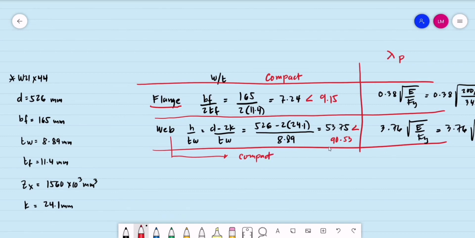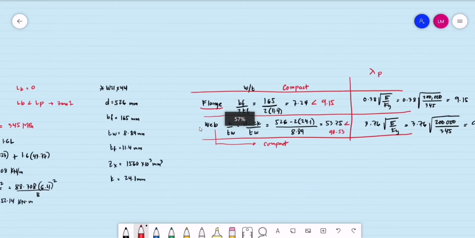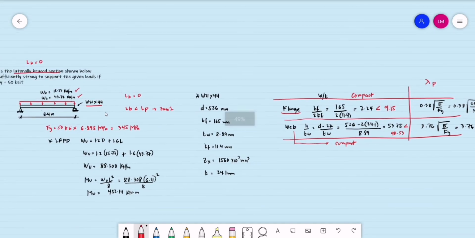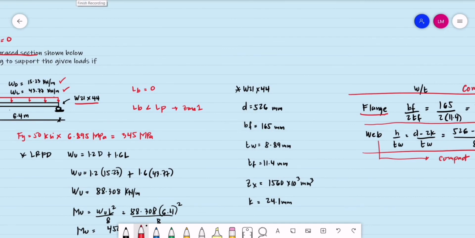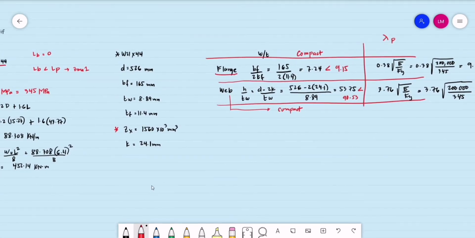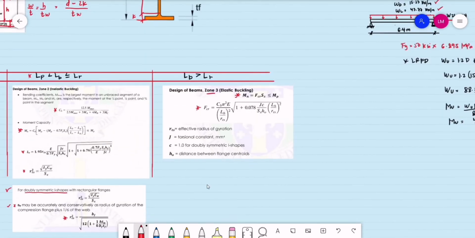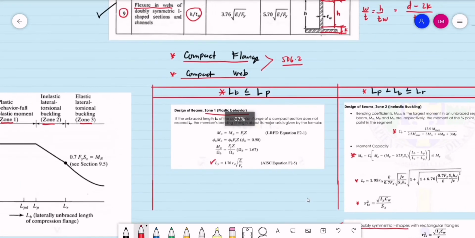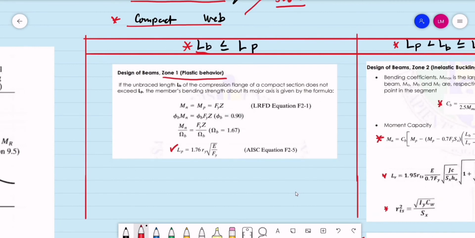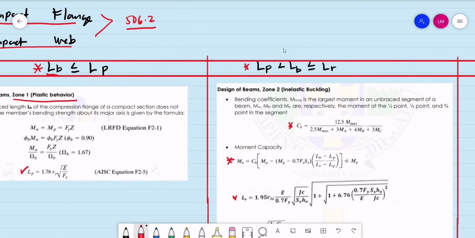If they are compact, then we can proceed to the computation of the nominal moment capacity of the section W21 by 44. Since both flange and web are compact, the section can be analyzed under section F2. And since our unbraced length is less than or equal to L sub p, we can use these equations in computing our nominal moment capacity.